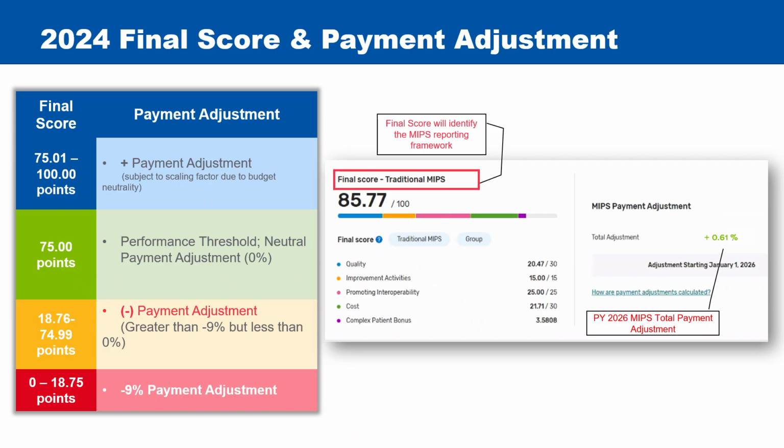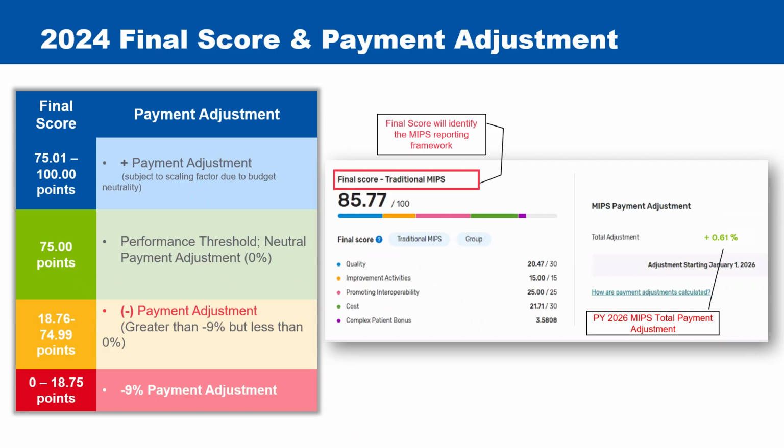Note that it states subject to a scaling factor due to budget neutrality. For both of these scoring ranges, you receive a positive payment adjustment. Since this is a budget neutral program where those who score lower contribute to the payment adjustments of those who score higher, CMS will analyze where those scores fall, and they will then allocate the available funds for those receiving a positive adjustment, considering the scores of those receiving a negative adjustment.